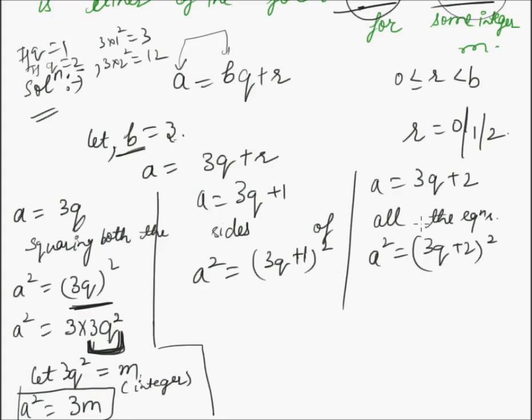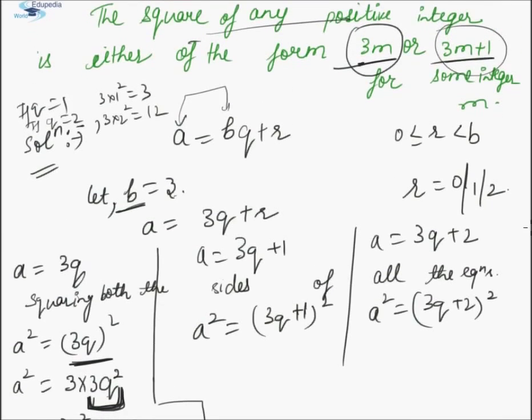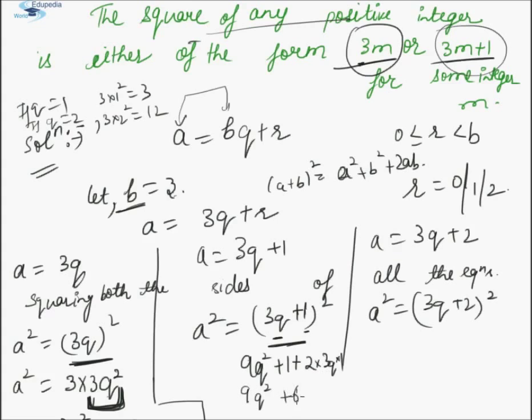Now let us square the right hand side of this equation. We will get 9q square plus 1 plus 2ab, where a is 3q and b is 1. So 2 into 3q into 1, on applying the identity that a plus b whole square is equal to a square plus b square plus 2ab. So we will get 9q square plus 6q plus 1.